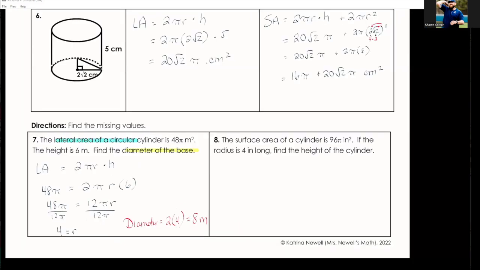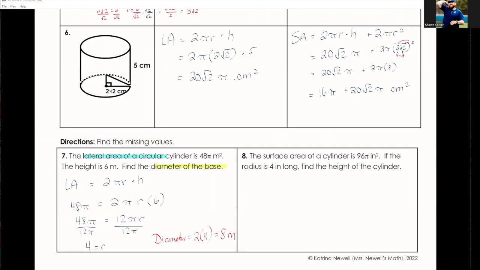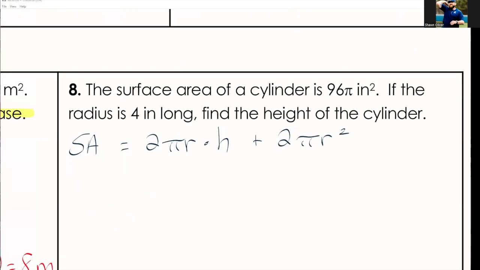And last one, surface area of a cylinder is 96 pi. If the radius is 4, find the height. Okay, total surface area formula. Surface area is 2 pi r times height plus 2 pi r squared. It gives us radius, wants us to solve for height. So 96 pi is 2 pi 4 times h plus 2 pi 4 squared.